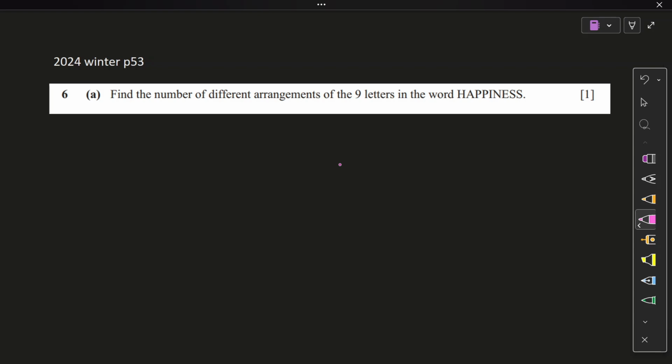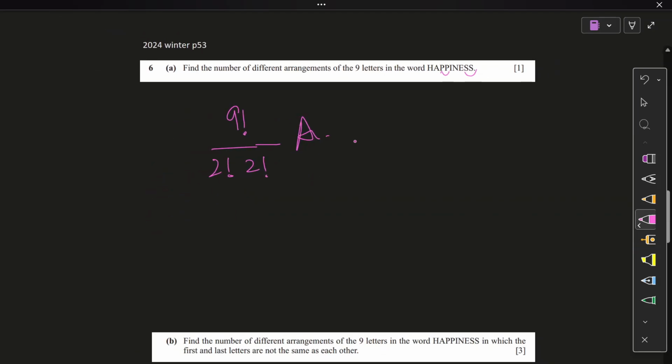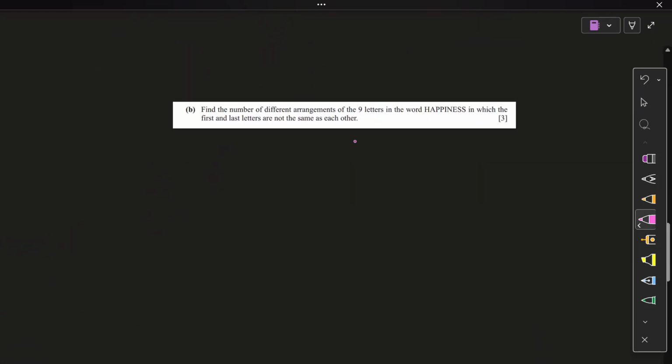Find the number of different arrangements of the 9 letters in the word happiness. Okay. 9 letters moving around, 9 factorial. Divided by anything that repeats. 2 p's repeat, 2 s's repeat, 2 factorial, 2 factorial. There we go. Answer. Moving on.